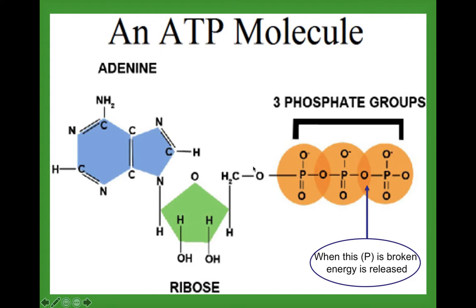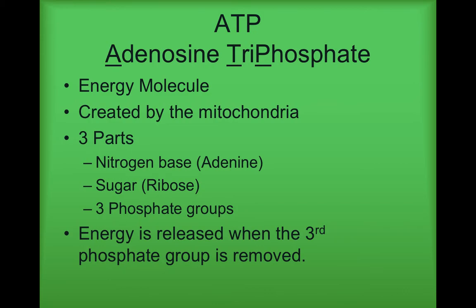So this is the ATP molecule. And I'll just go back real quick, these are the main things you're going to need to know about it. You're going to need to know what it's called, the parts of it, what it is. It's an energy molecule. It's created by the mitochondria. And in this unit, we're going to talk about how it is created. Okay.